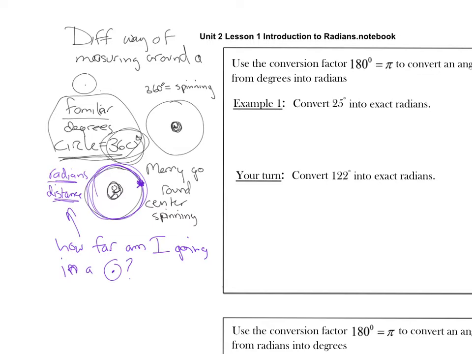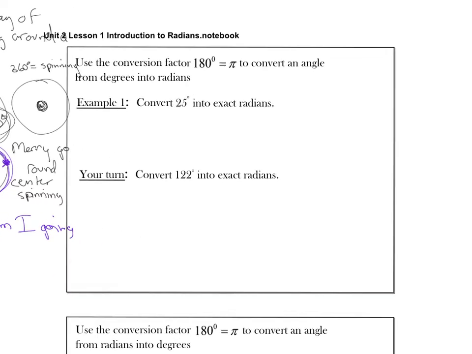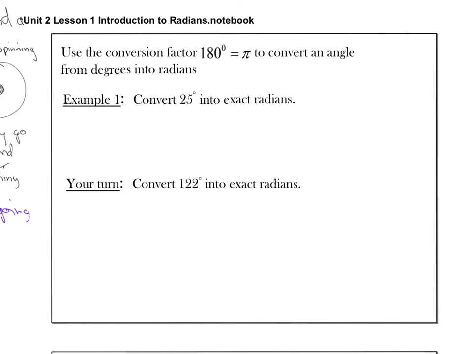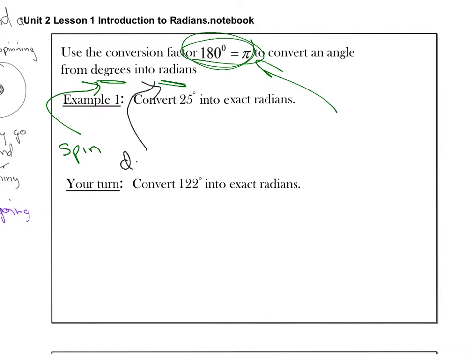So let's go with this. Here's what this is saying. I want to use this conversion factor. This is important. Make sure that this is your idea, to go from degrees to radians. Remember, degrees is your spin, and radians is your distance. It says convert 25 degrees into exact radians. Exact, once again, means no decimals.